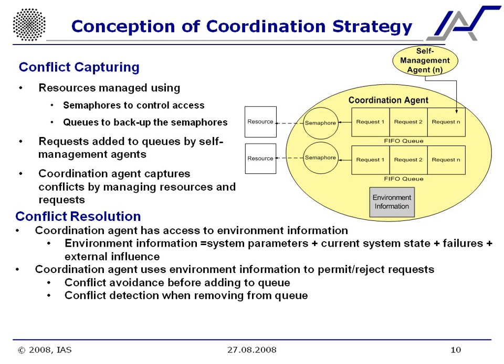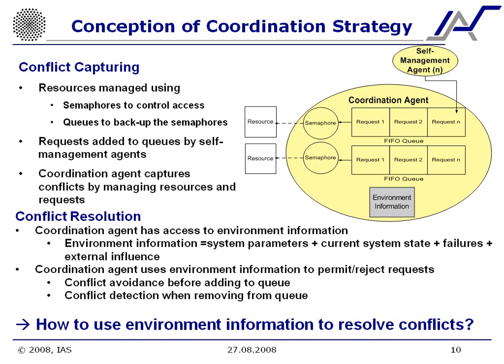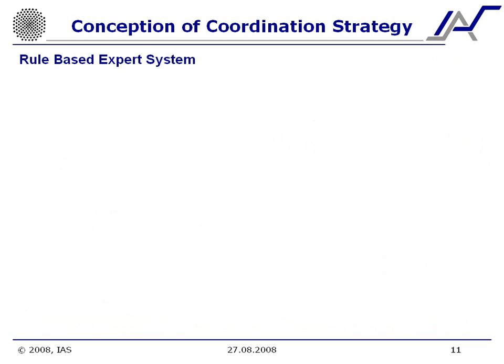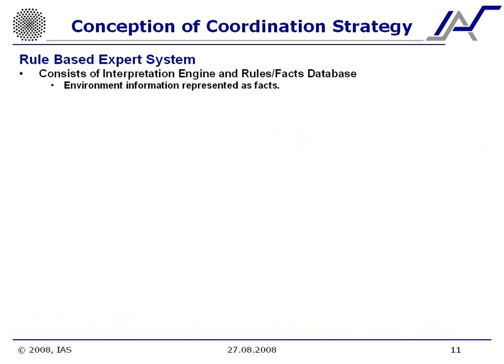The natural question that arises now is, how can we use the environment information to resolve conflicts? Answering this question took a bit of research and a bit of comparing different strategies, and I found that the best solution that's suited for our situation is a rule-based expert system, which consists of an interpretation engine and a rules and facts database. The environment information is represented as facts. So for example, I could say that robot 1 has a battery level of 10%. This is a fact. It's in the system.